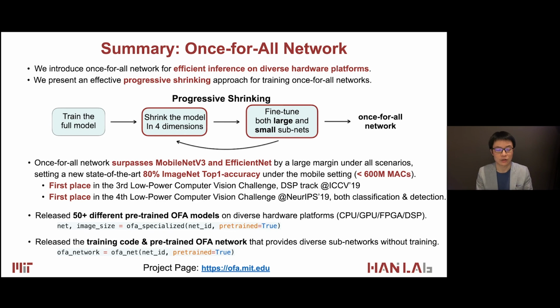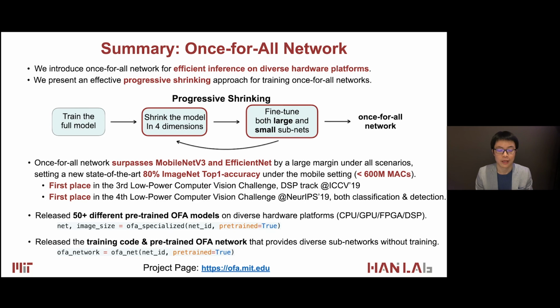And with this technique, we received the first place in the third Low Power Computer Vision Challenge DSP track at CVPR 19, surpassed those human designs, and also the first place in the fourth Low Power Computer Vision Challenge at NeurIPS 19 in early 2020. Actually, after NeurIPS 19, in both the classification and detection tracks, we surpassed those human performances.